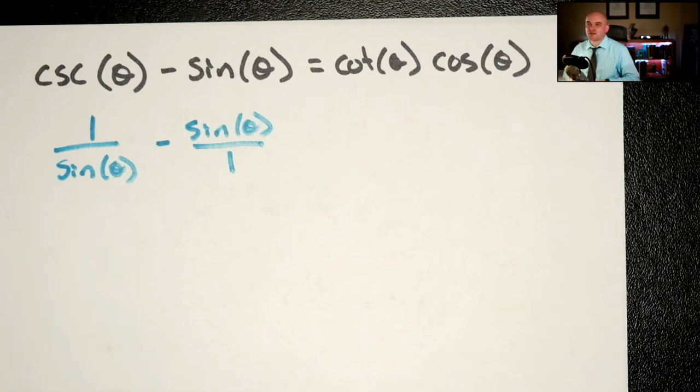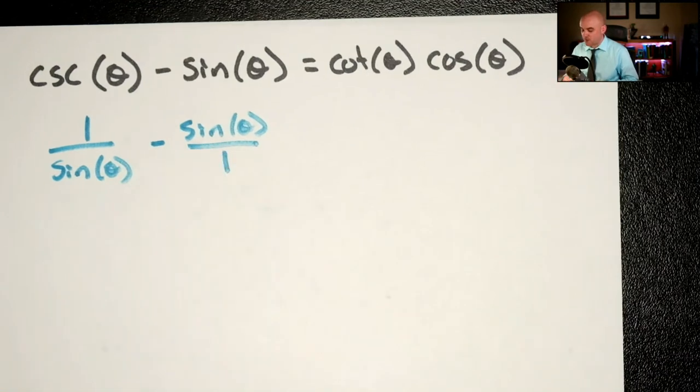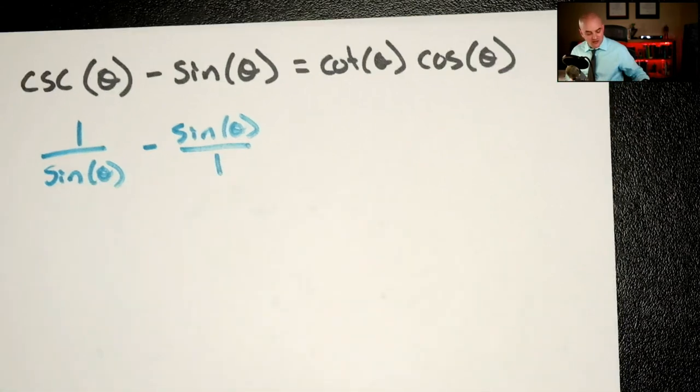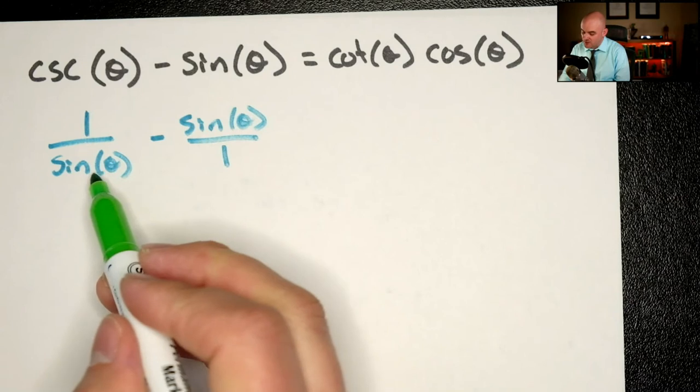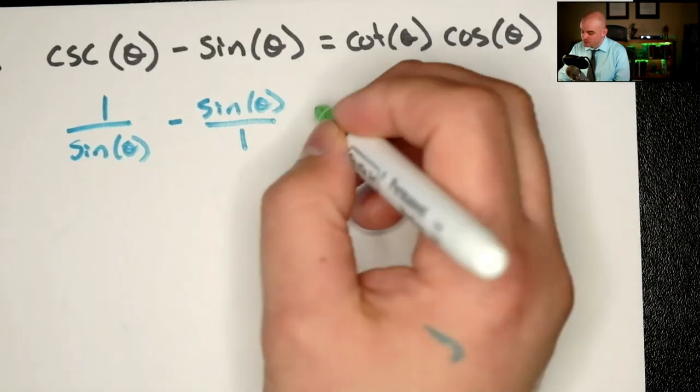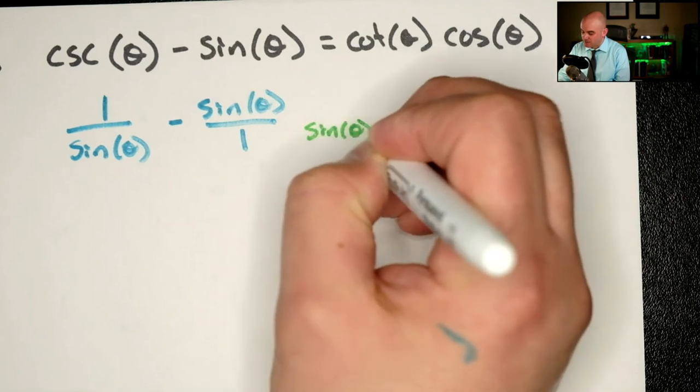Now, I can't just subtract two fractions. Remember, it's not being multiplied. We are subtracting in here. But when you subtract and add fractions, you can't just go straight across. You have to get common denominators. And so that's what I'm going to do. The common denominator between the two is going to be the sine of theta. So I need to multiply this by sine over sine.